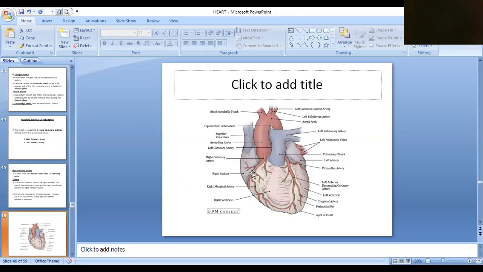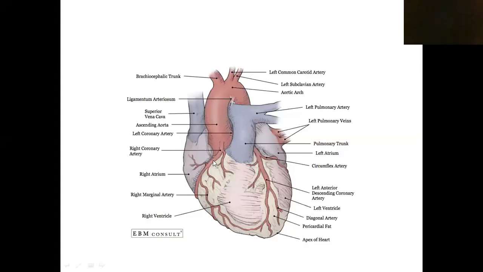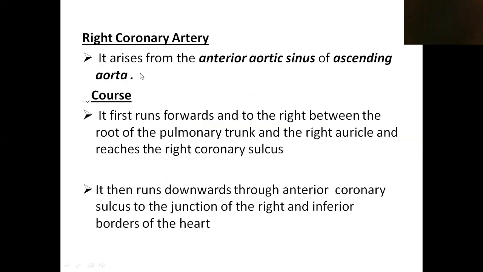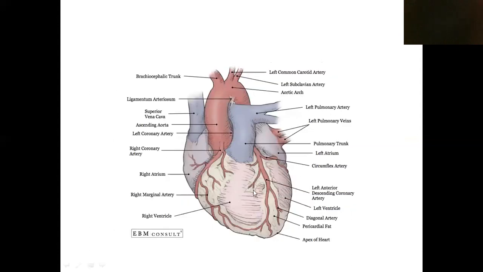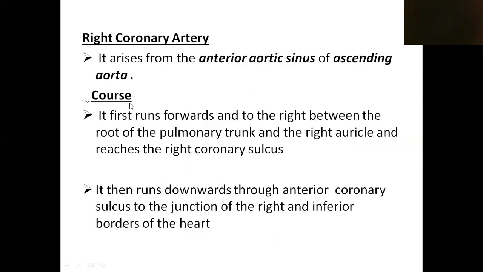So this is the right coronary artery. See, this right coronary artery is arising from that anterior aortic sinus. So the first point is clear. It is arising from anterior aortic sinus of ascending aorta. Correct? Now we have to discuss the course, how it runs.